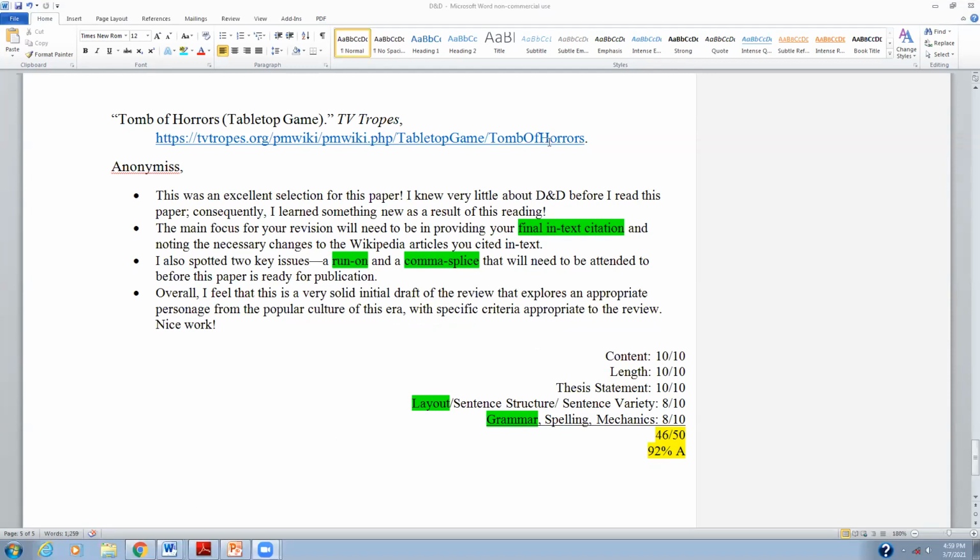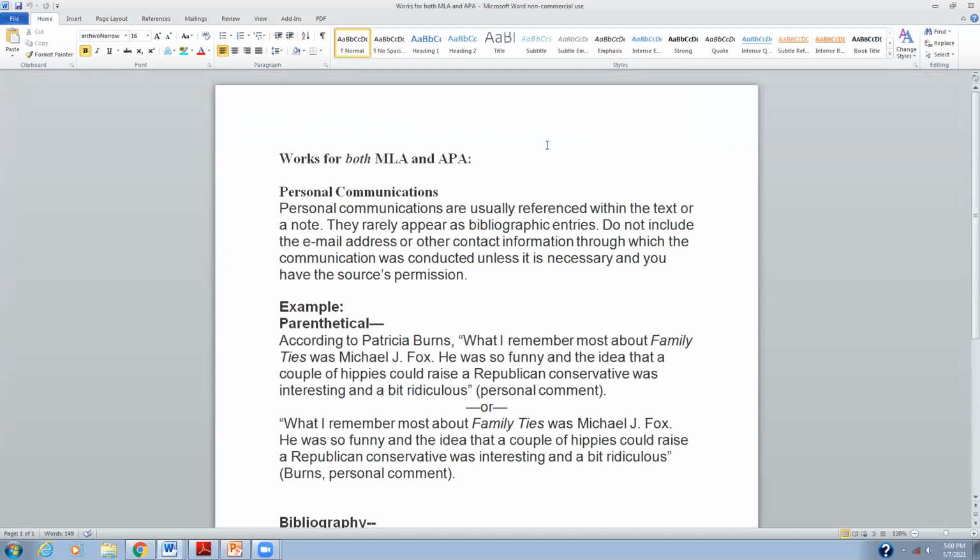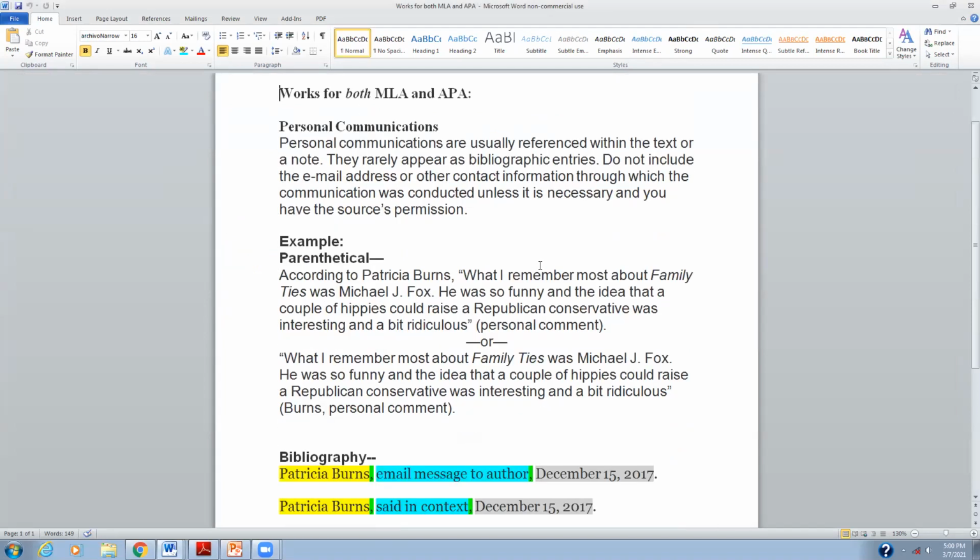Okay. Something that works both for the MLA and the APA would be the personal communication. So you might not be able to find a readily available source such as Anonymous did, but you can use personal communications. These are usually referenced within a text or a note and rarely appear as bibliographical entries. So most of the time you don't want to use your personal communication as a source for an official paper. But if you do that, there are some examples provided for you here.